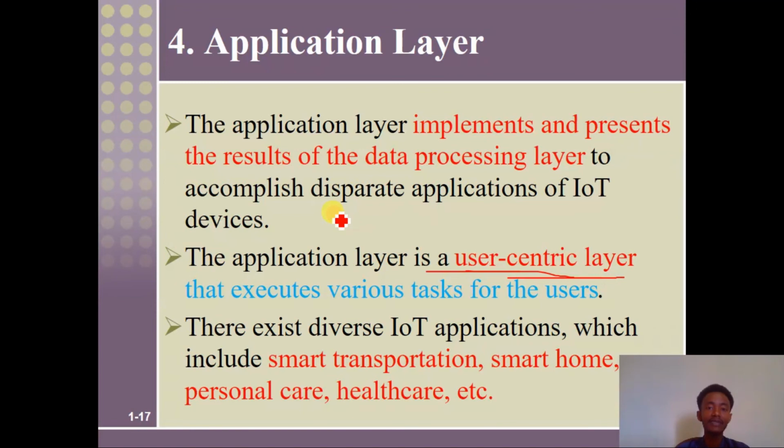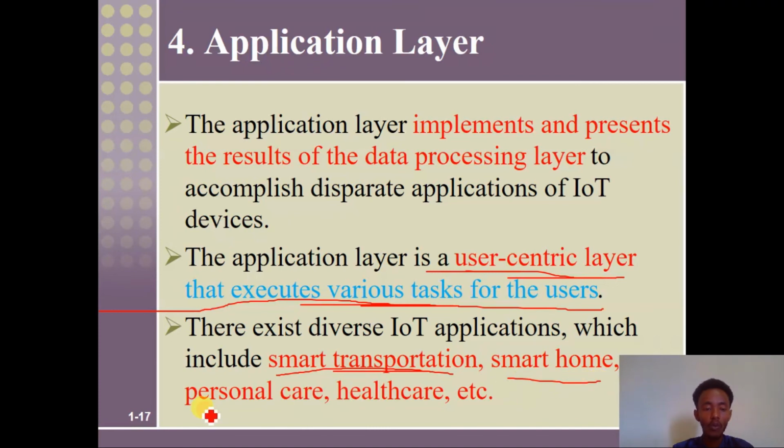The application layer is the end layer, which displays the result for the user, for the end actions. It is a user-centered layer that can execute various tasks for the users. The application layer implements and presents the result of the data processing layer to accomplish the disparate applications of IoT devices. There exist diverse IoT applications, which can be seen through this application layer, including smart transportation, smart home, personal care and health care.